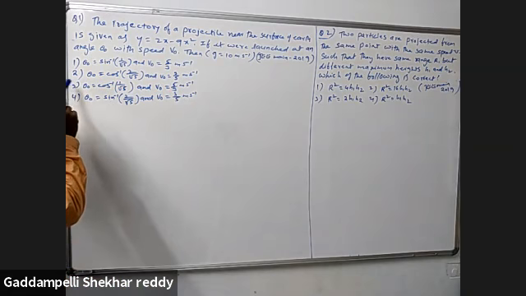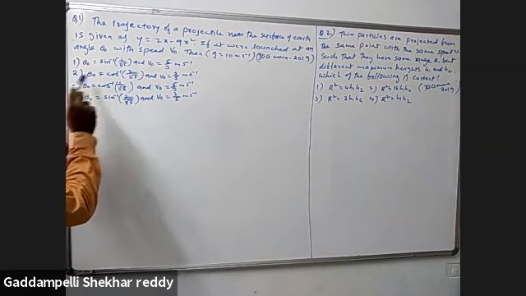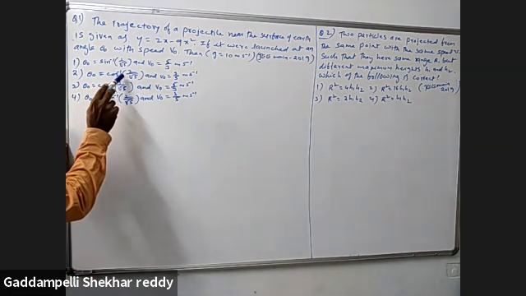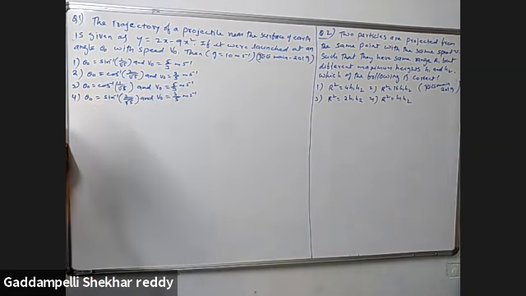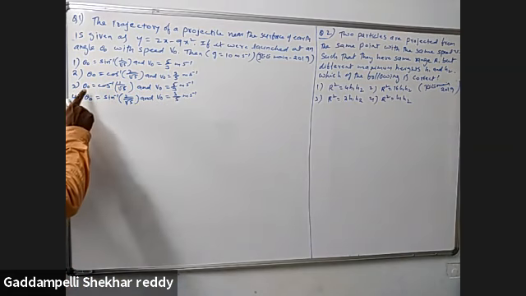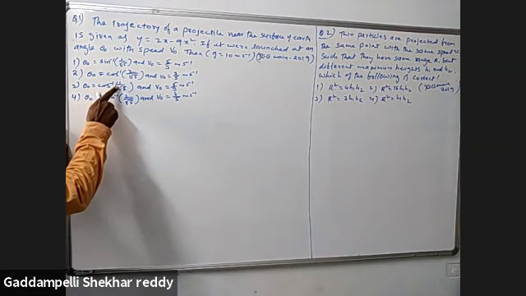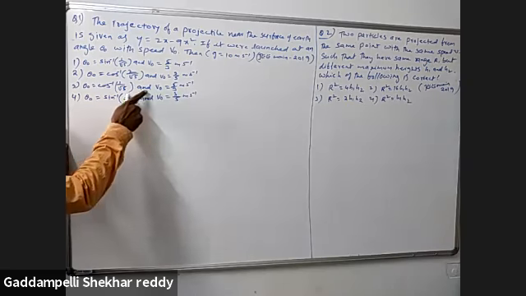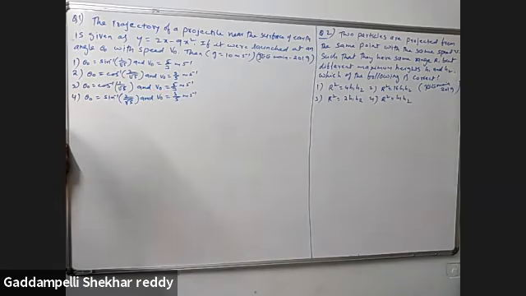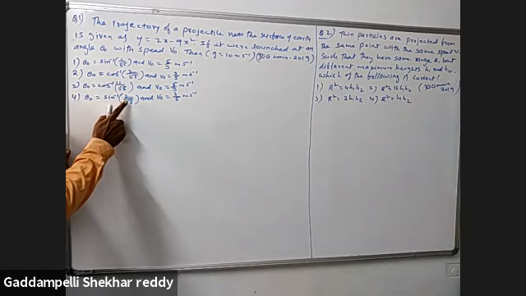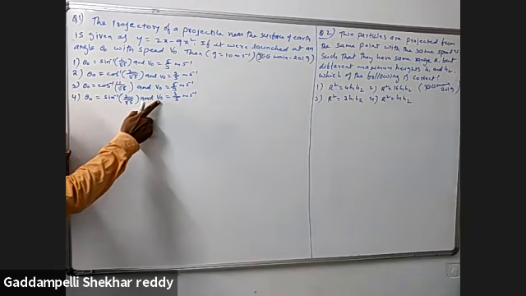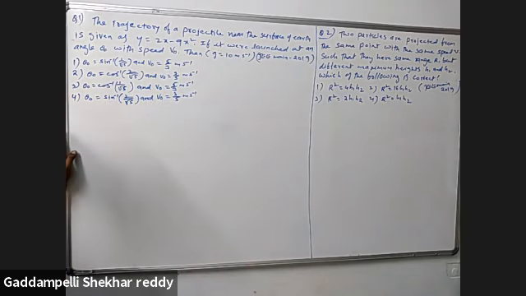Second answer: theta naught is equal to cos inverse 2 upon root 5 and v naught is equal to 3 upon 5 meter per second. Third answer: theta naught is equal to cos inverse 1 upon root 5 and v naught is equal to 5 upon 3 meter per second. Fourth answer: theta naught is equal to sin inverse 2 upon root 5 and v naught is equal to 3 upon 5 meter per second.